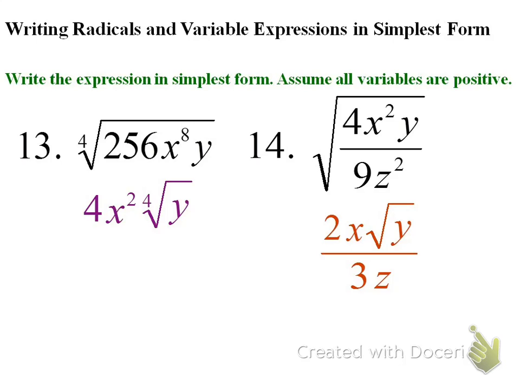Some people like to keep the whole thing as one fraction, so you'd put the square root of y in the top, just like it is. If you wrote it this way, that's the exact same thing, so you would be fine either way there. If you wanted to write 2x over 3z times square root of y, same thing. Questions?